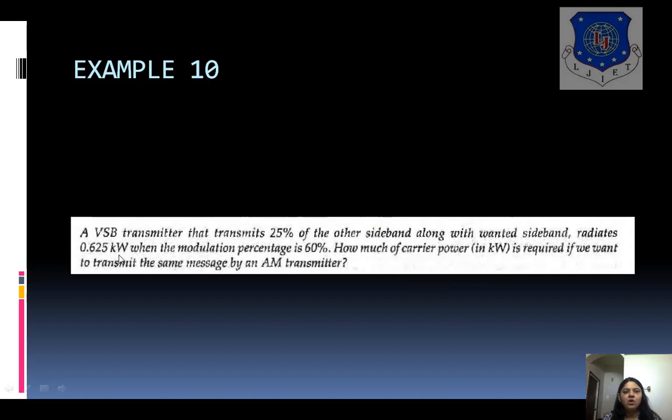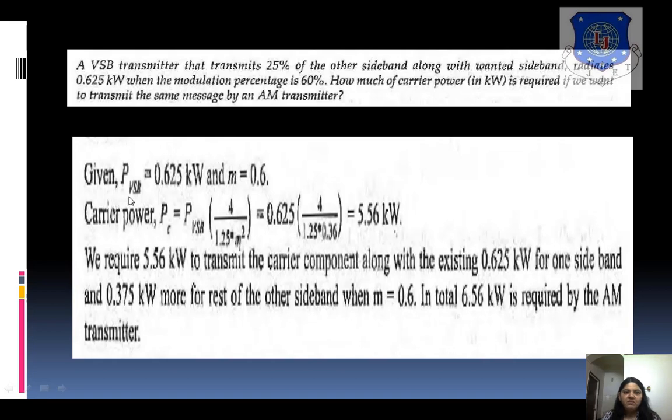Example number 10. A VSB transmitter that transmits 25% of the other sideband along with the wanted sideband radiates 0.625 kilowatt when the modulation percentage is 60%. How much of the carrier power is required if we want to transmit the same message by an AM transmitter? So PVSB is equal to 0.625 kilowatt and small m is equal to 0.6.